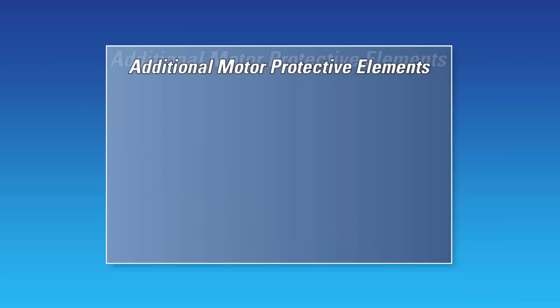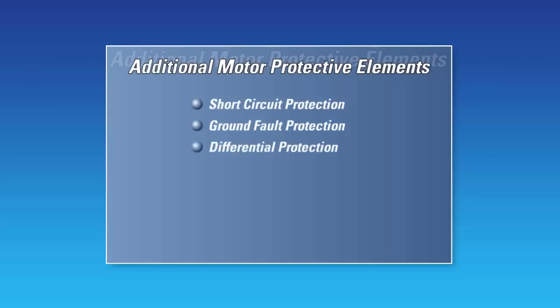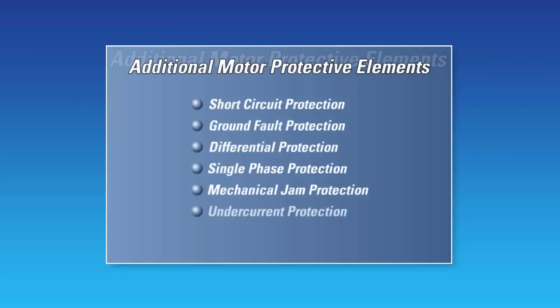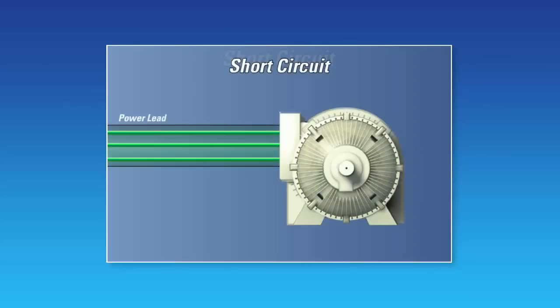The elements that we will examine are short circuit protection, ground fault protection, differential protection, single phase protection, mechanical jam protection, undercurrent protection, and under and over voltage protection. Short circuit protection. The short circuit element provides protection for excessively high overcurrent faults. Phase-to-phase and phase-to-ground faults are common types of short circuits.